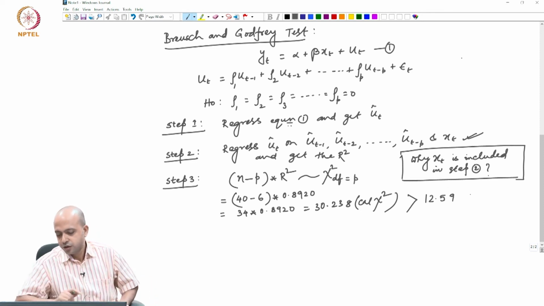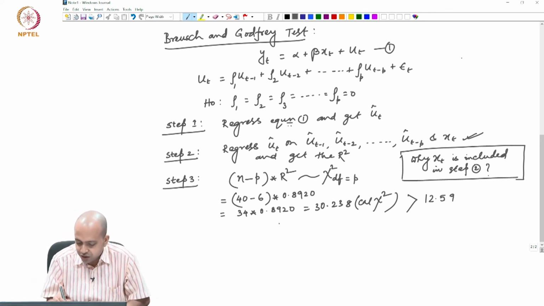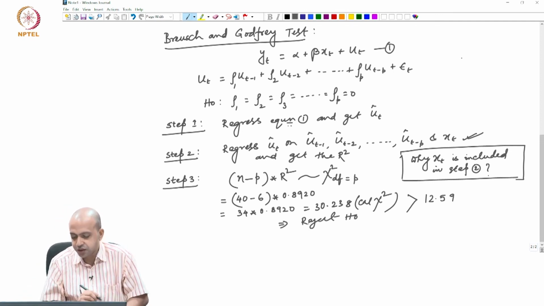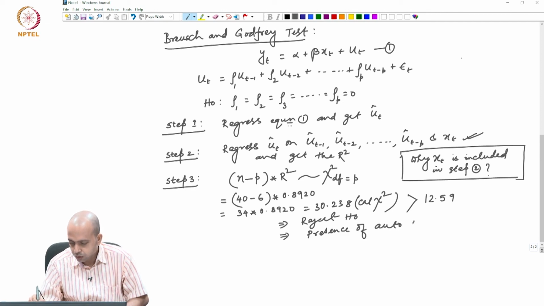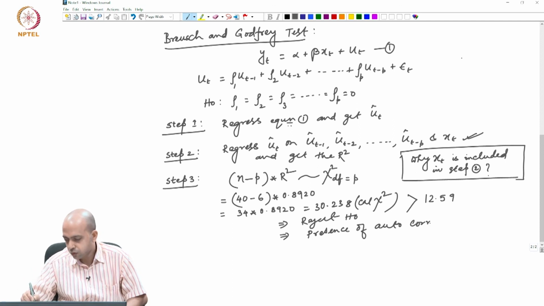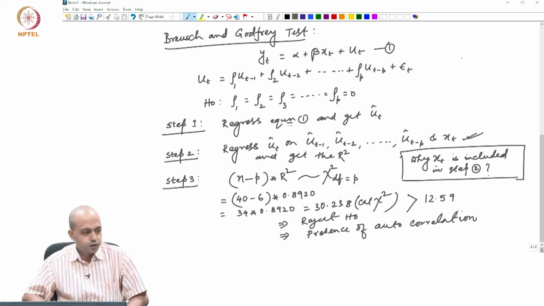That means, what is your decision? This implies reject H naught. And what does it say? Presence of autocorrelation.